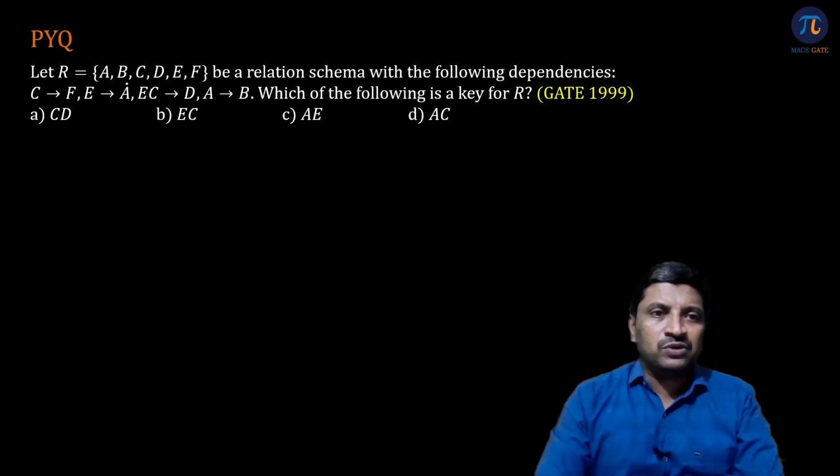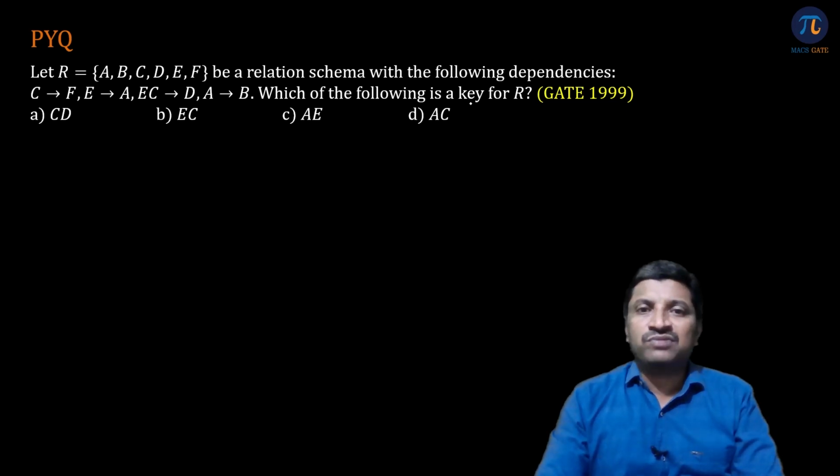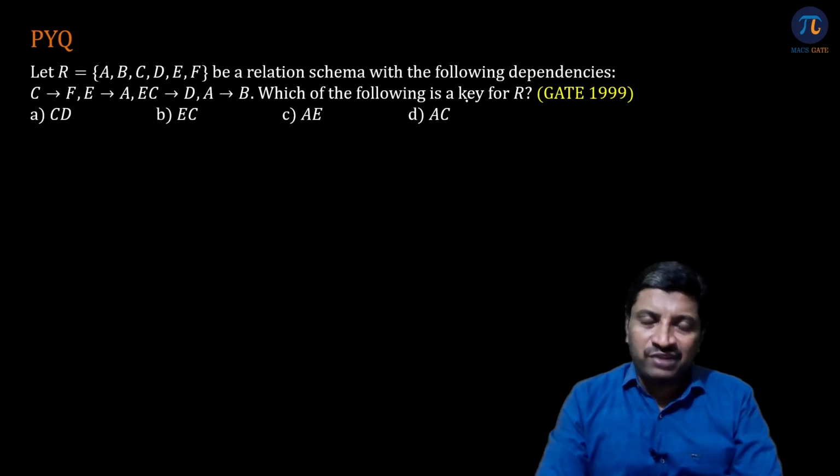Let R equal to A, B, C, D, E, F be a relation schema with the following functional dependencies. C implies F, E implies A, EC implies D, A implies B. Then which of the following is a key for R? This is very easy, sir. For every option, find the attribute closure. If the attribute closure contains all the attributes of the relation, then that option is our key.